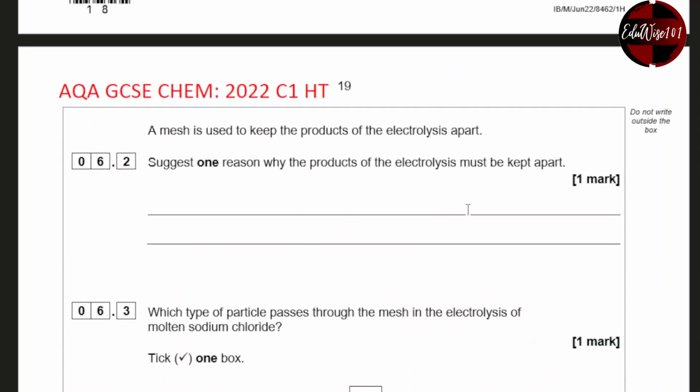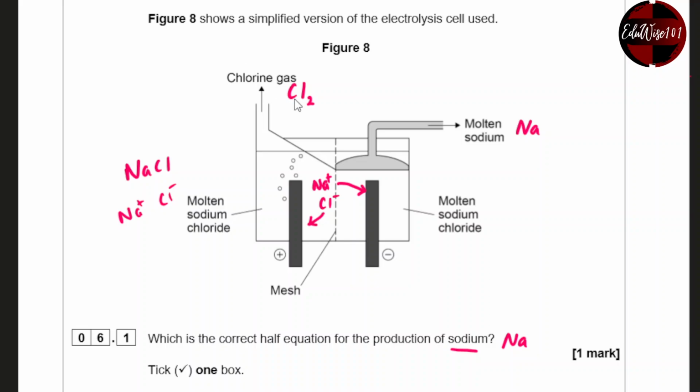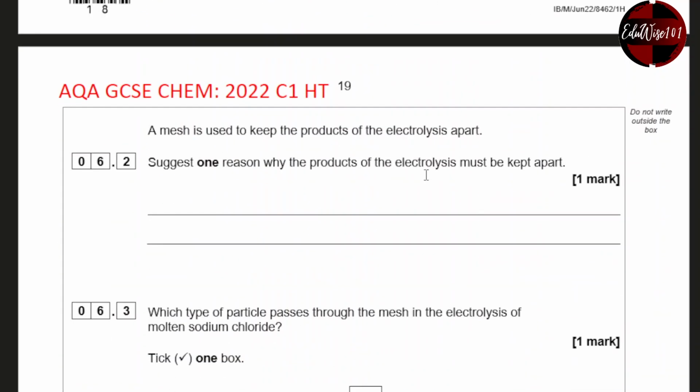A mesh is used to keep the products of the electrolysis apart. Suggest one reason why the products of the electrolysis must be kept apart. Now the products of the electrolysis are sodium and chlorine. Both are reactive. So although you manage to break it, if you leave it, it'll just simply recombine when it's away from the electrode. So the answer is, the products do not react to reform sodium chloride.